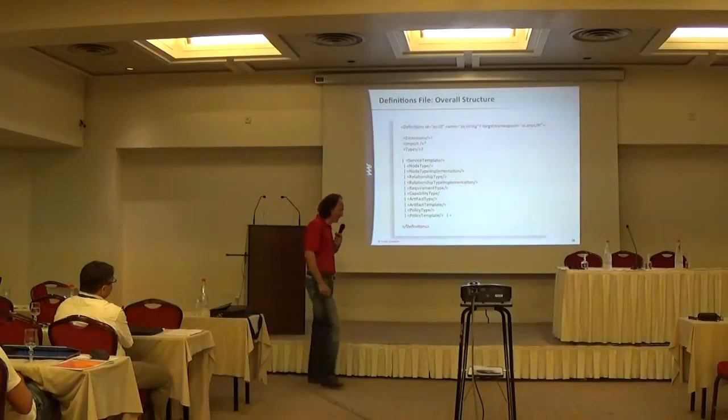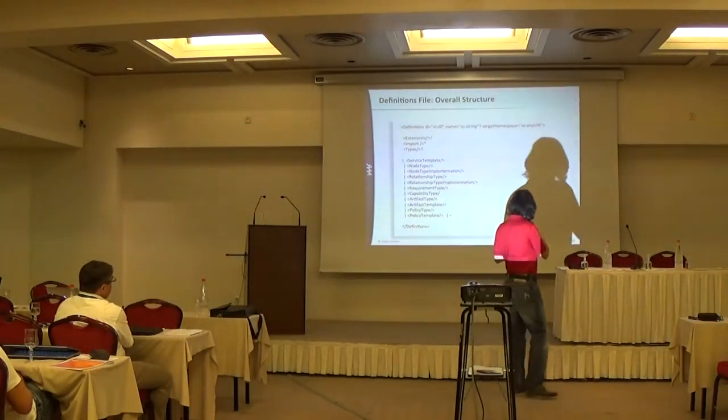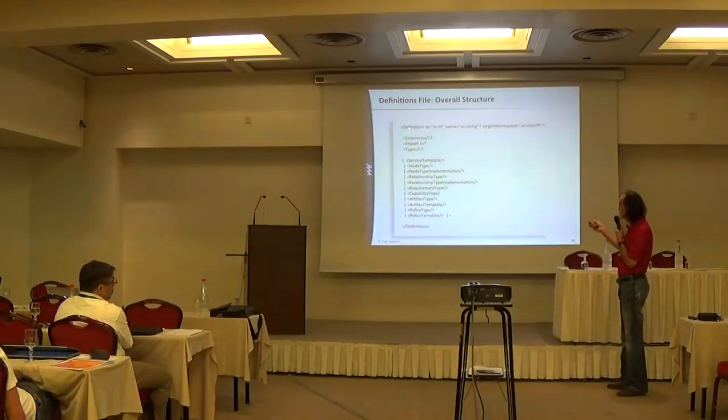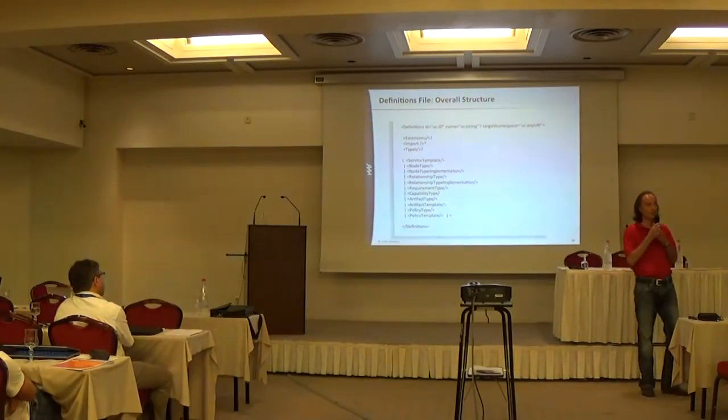So TOSCA is an XML language, right? And I will come to XML later on. It's an XML language. Here are, so to speak, the first order. So this is the root, the definitions, and here we have a bunch of other elements. You can define your overall topologies, the service template, you can have your node types, relationship types. I don't dive deep into the details, I only show you some of the XML, right?